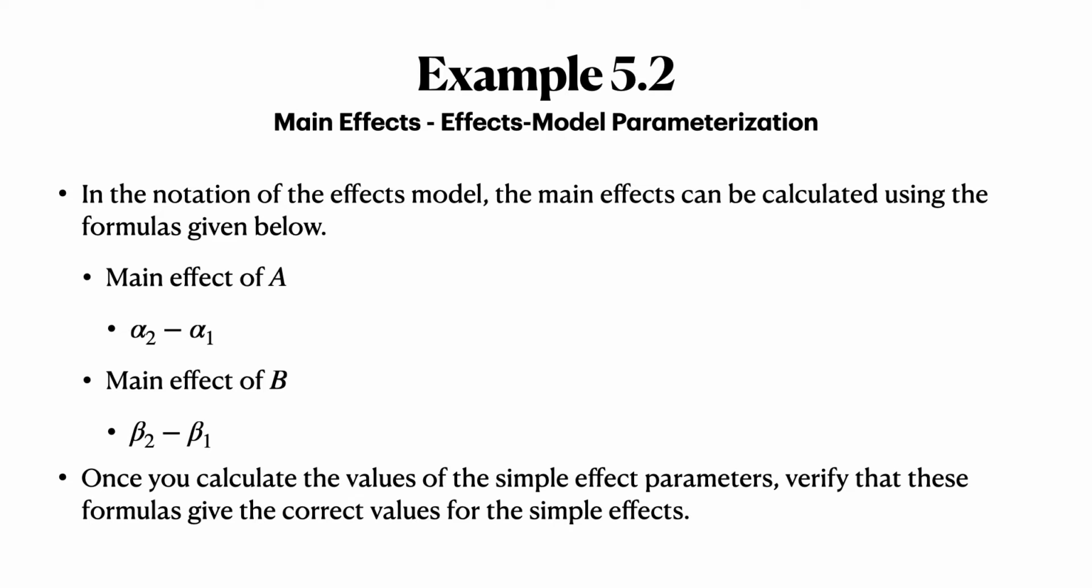But let me also say that if you know what the main effect of A is and you know what the main effect of B is, knowing those values can help you calculate the values of alpha 1 and alpha 2, and also beta 1 and beta 2. Because remember, there are constraints on alpha 1 and alpha 2, and there are constraints on beta 1 and beta 2. All of these constraints help you to figure out what their values are once you've been given some of the other values.